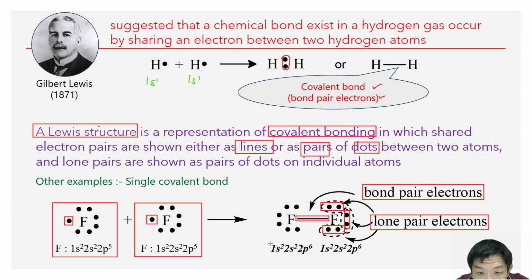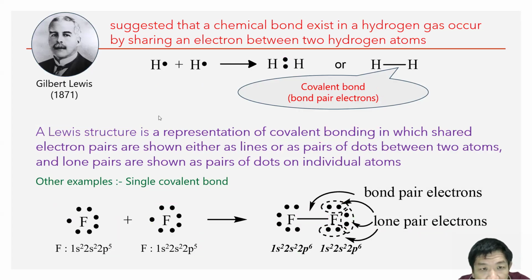Okay, so after sharing the electrons, how many electrons does each fluorine have? We have 2, 4, 6, 8, so therefore an octet arrangement. The other fluorine also has 2, 4, 6, 8, therefore achieving the octet arrangement. Okay, so this is how we describe a single covalent bond.